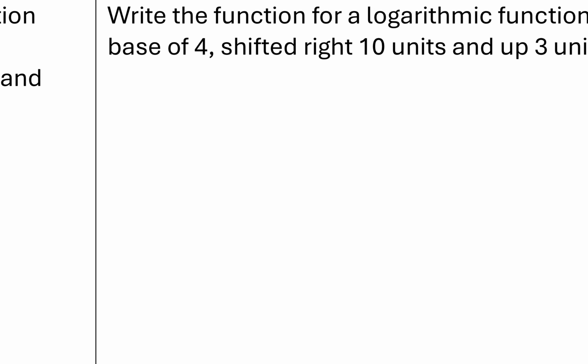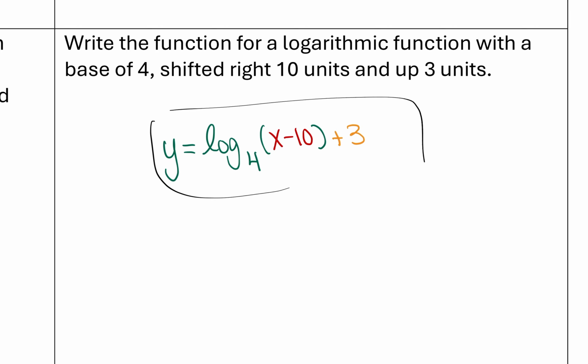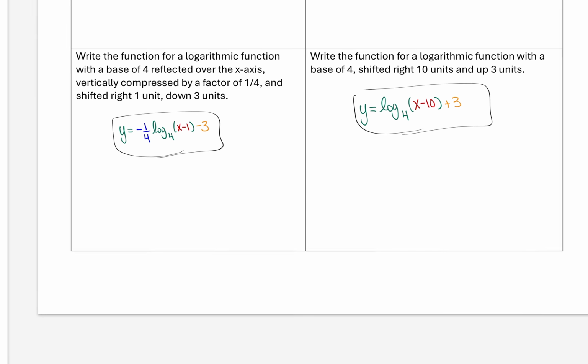Moving on to the next question, we have the following description. Write the function for a log function with a base of 4 shifted right 10 units and up 3 units. So for this one, we have y is equal to log base 4 of, we shift to the right, so it's going to be x minus 10, and then it's going to be up by 3, so plus 3. And that's going to be our final solution. Let's go ahead and box that in.